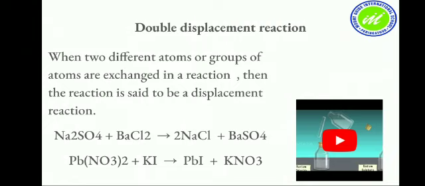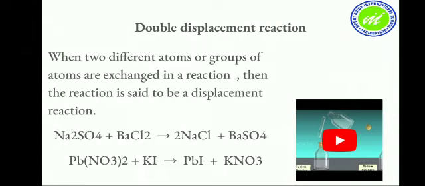Double displacement reactions are usually known as precipitation reactions, because a precipitate is nothing but a fine solid substance. For example, if you mix toothpaste in water, how does it look? A thick solution, right? Similarly, if you mix these two chemicals, sodium sulfate and barium chloride, you will get a white precipitate because of the formation of barium sulfate. That is why we usually call a double displacement reaction a precipitation reaction.